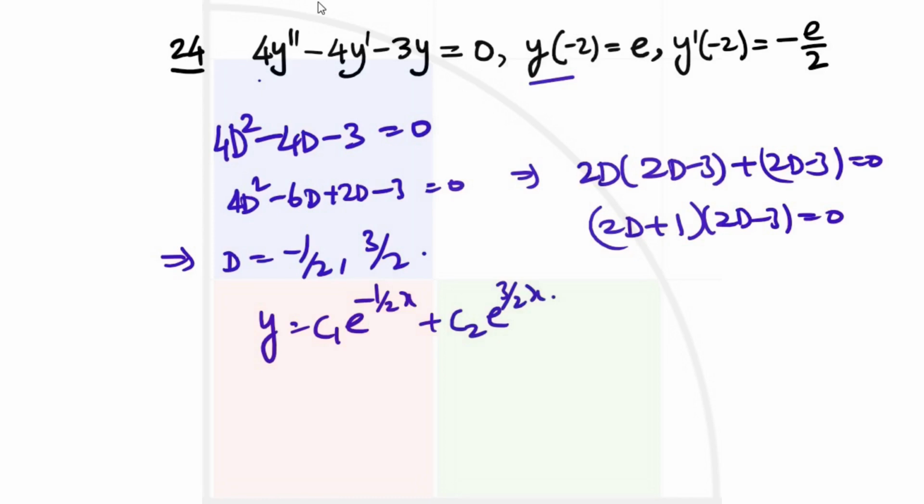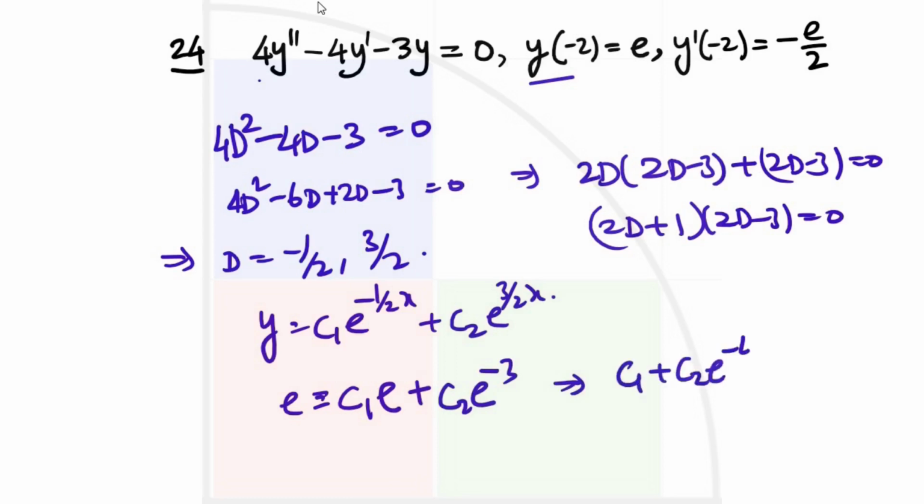Now initial conditions, at x is equal to minus 2, y is e. So we can write here c1 times e to the power, minus 2 multiplied by minus half is 1, so e to the power 1 is just e, and then plus c2 e to the power, minus 2 multiplied by 3/2, which is minus 3. This will give c1 e plus c2 e to the power minus 3 is equal to 1.